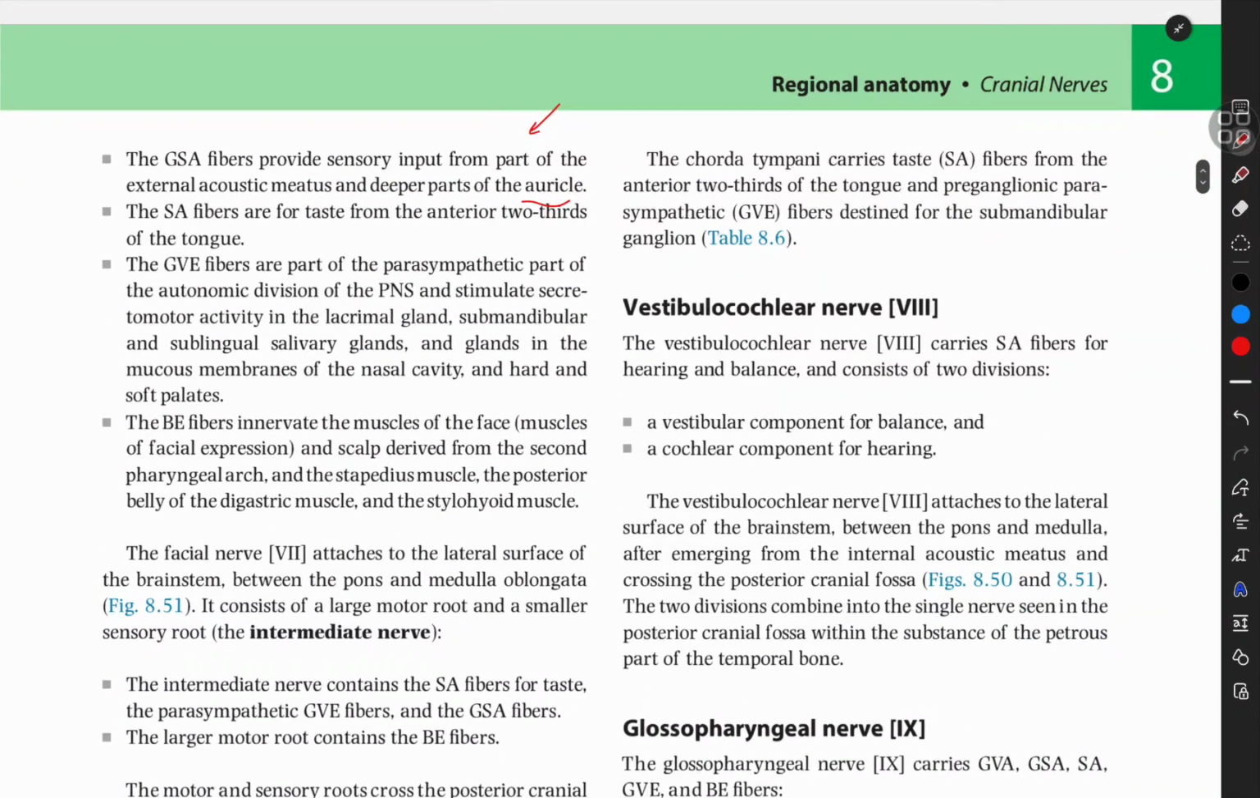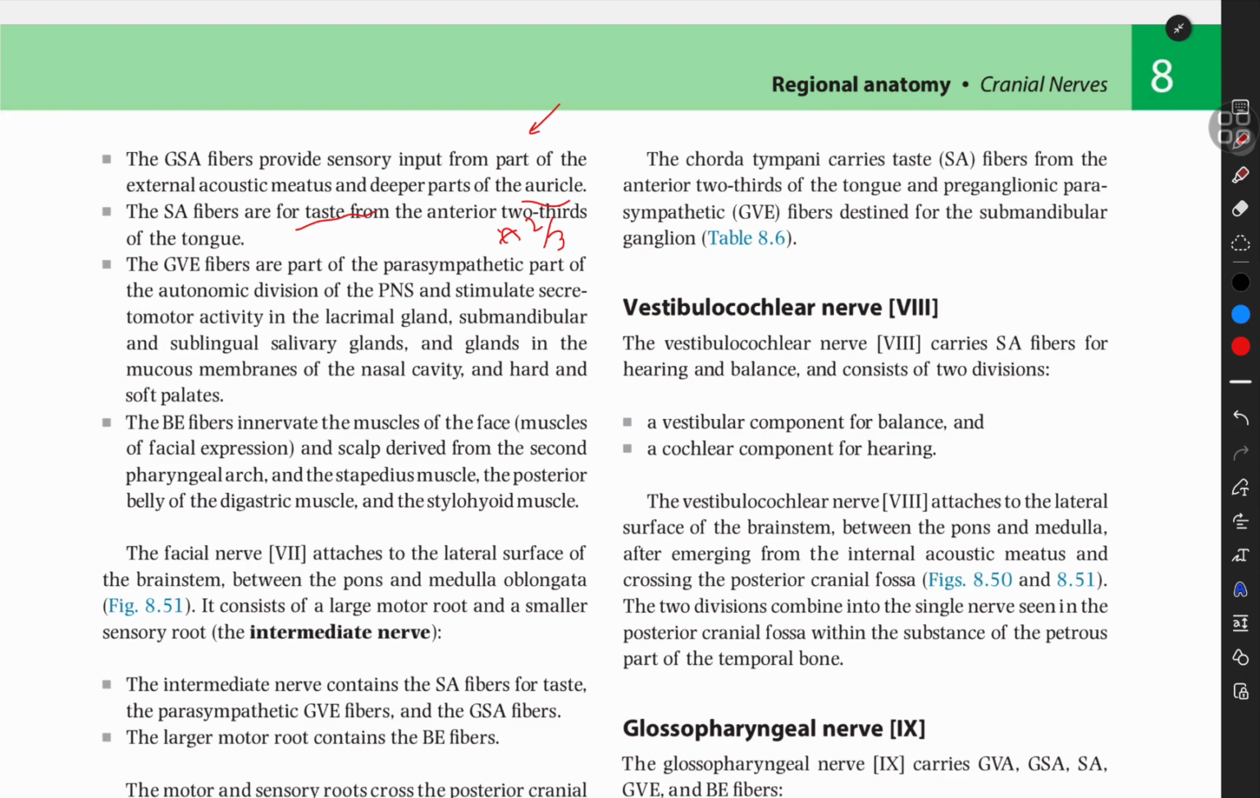Okay. Special afferent fibers are for taste from the anterior two-thirds of the tongue. Okay, so the facial nerve makes up the special afferent fibers of taste from the anterior two-thirds of the tongue. So anterior two-thirds taste is from the facial, and anterior two-thirds general sensory, pain and temperature, is from the trigeminal.